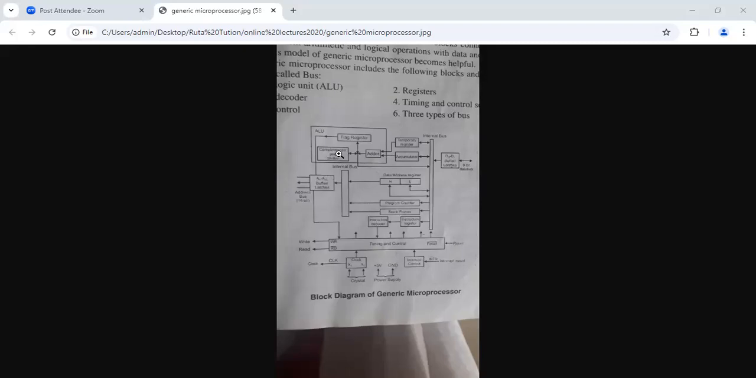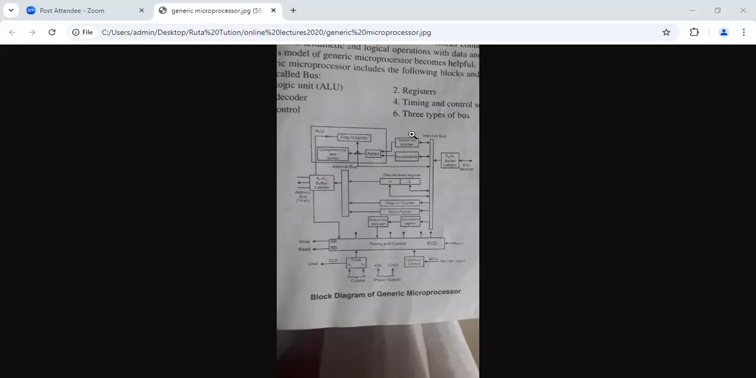So this is nothing but your shifter is used for your multiplication or division. Complementer is used for your subtraction. So this is the generic microprocessor diagram. If only the ALU part comes, you only have to draw this. Accumulator, temporary register, adder, flag register, this part you have to draw.